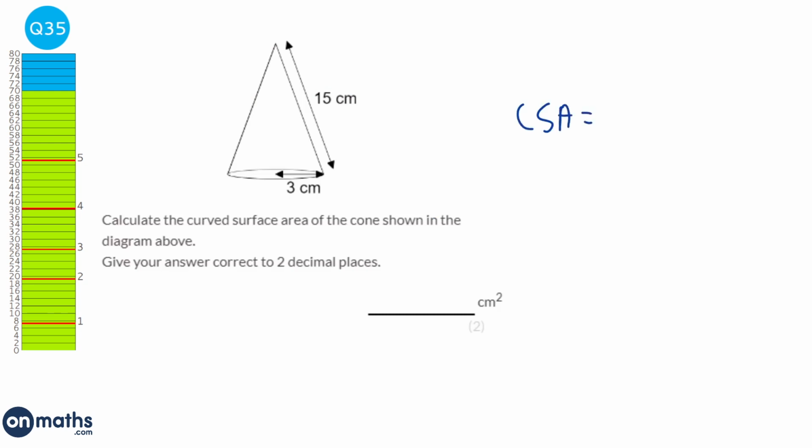The curved surface area of a cone is found through the formula pi r L.